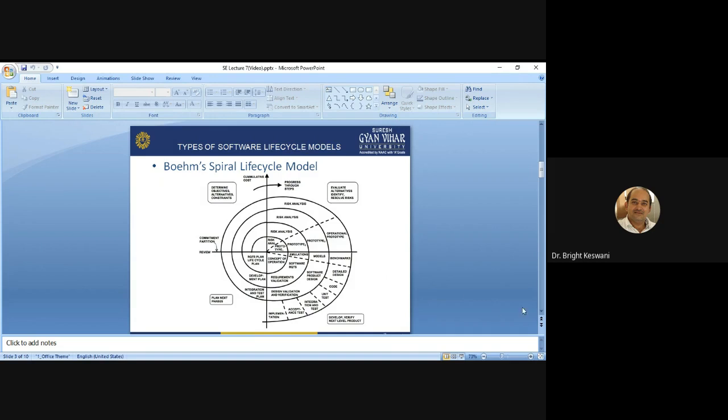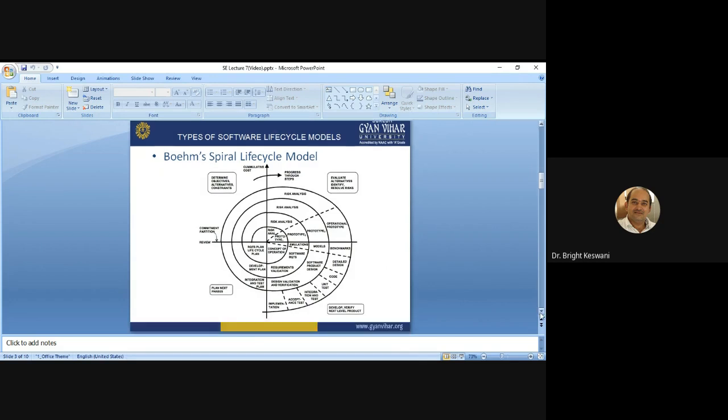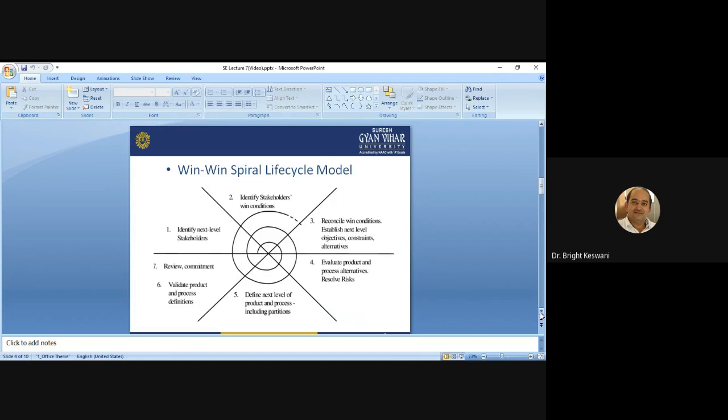Okay, so we have discussed Boehm's spiral life cycle model. This model was proposed by Boehm in 1987, and it is a refinery model, you can say, and it is a risk-driven model because it provides a quality software product. Okay, now come to the next model, that is the win-win spiral life cycle model.